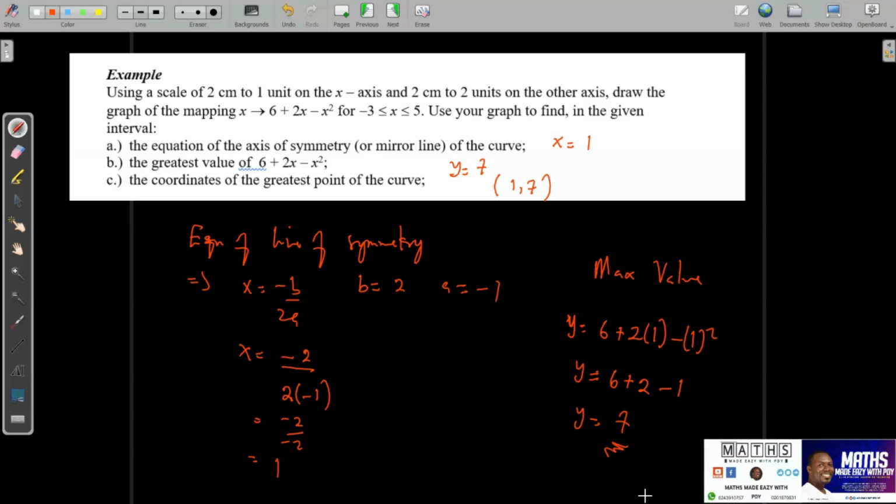All right. I'm so grateful that you've been able to follow this lesson. This is just the beginning of the features of a quadratic equation or function. So I'm going to send you some more questions for you to try your hands on. Please, when you are done, inbox me with a solution so that I can give you feedback.